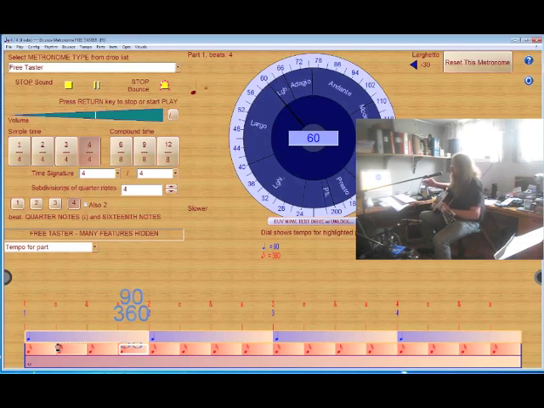So if you do that for a whole bar, it's down, up, down, up, down, up, down, up, down. So 1 E and a, 2 E and a, 3 E and a, 4 E and a. That's a 16th note strum.